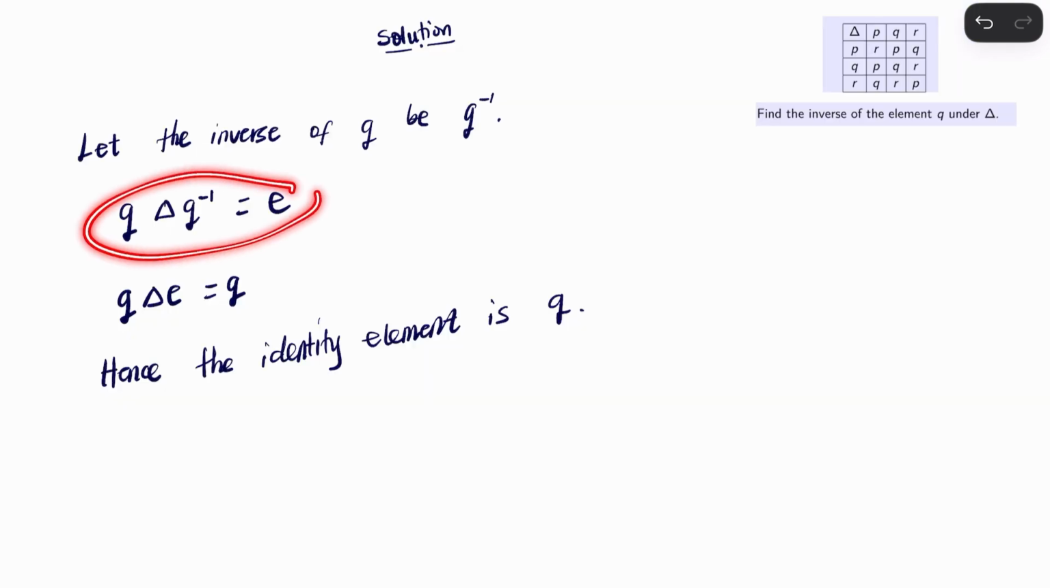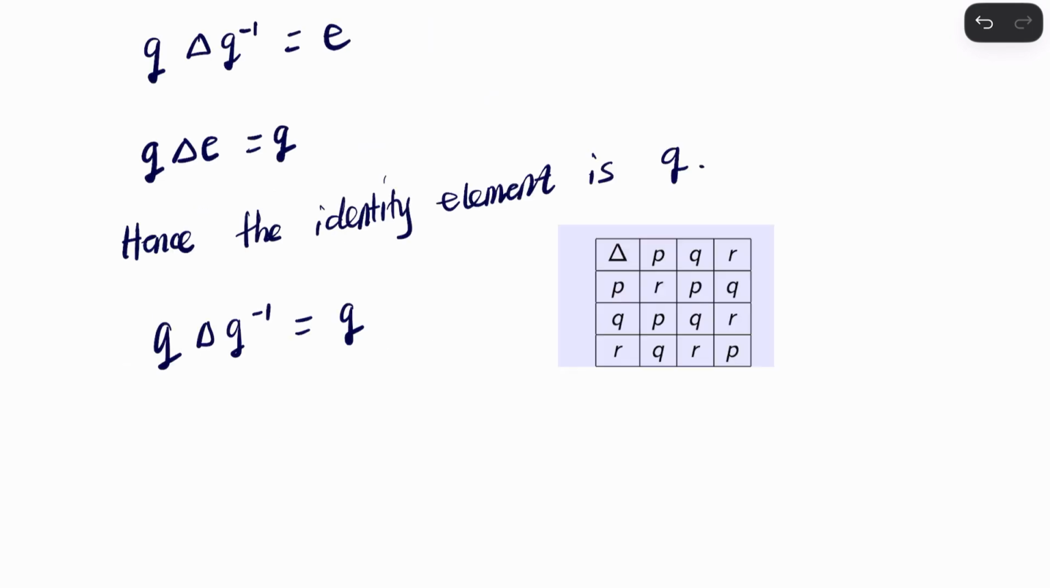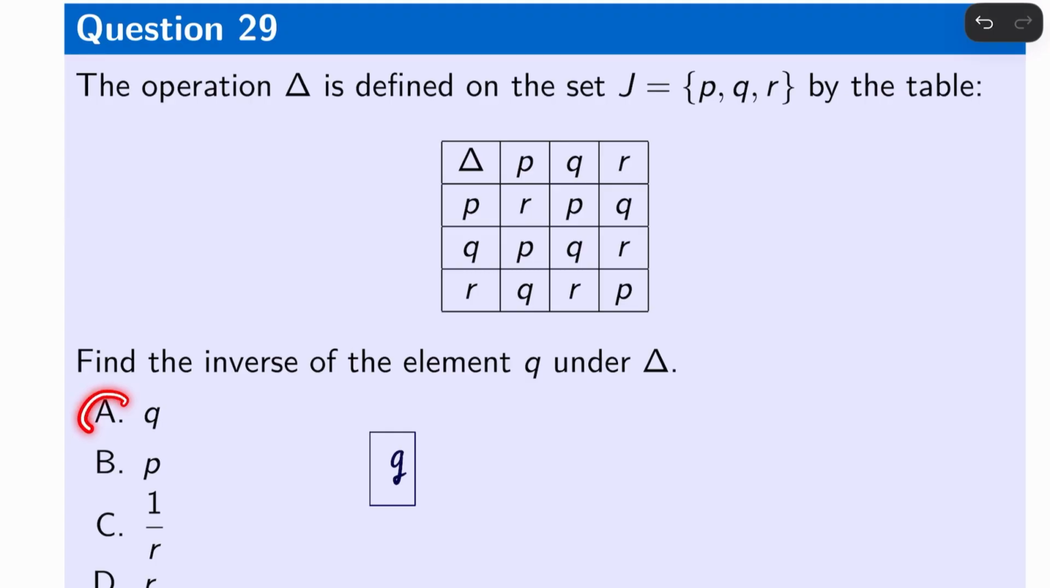And so this equation now becomes Q triangle Q inverse should be equal to Q. Thus, from the table, we have Q triangle Q is equal to Q, right? Hence, Q inverse is Q. Thus, the correct option is option A.